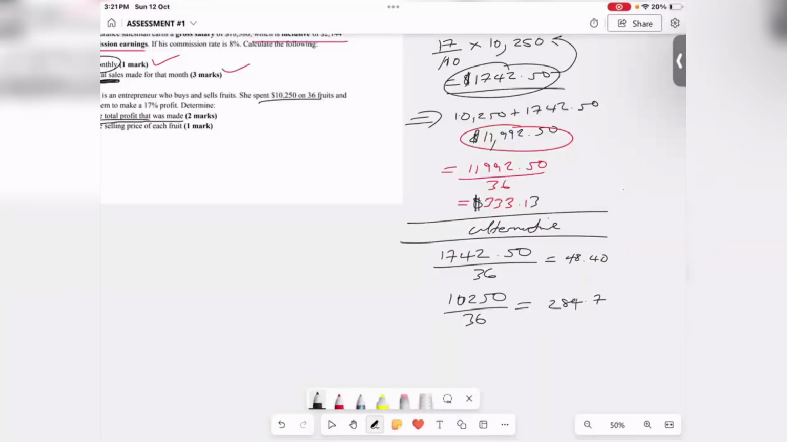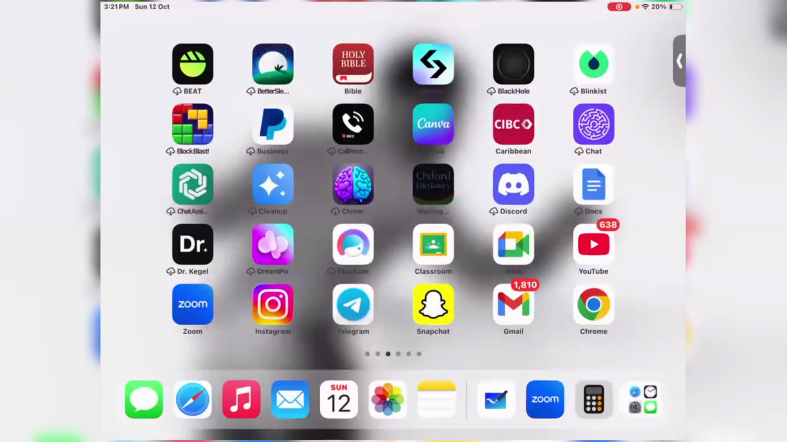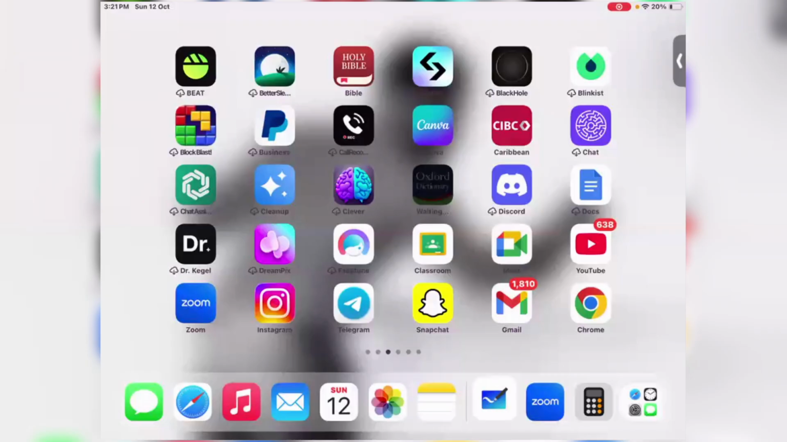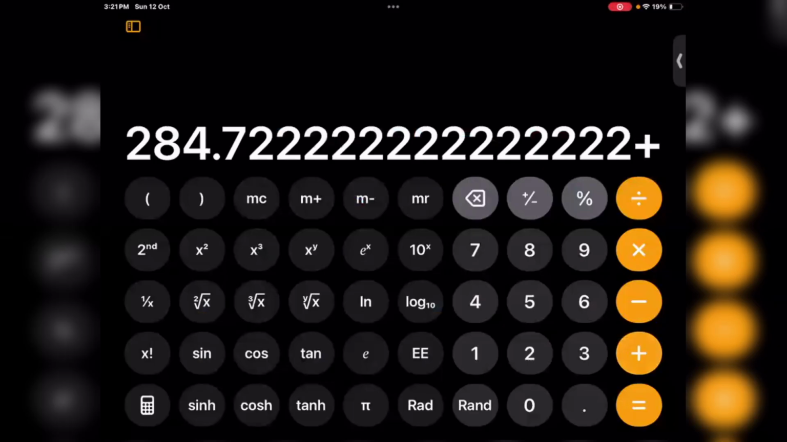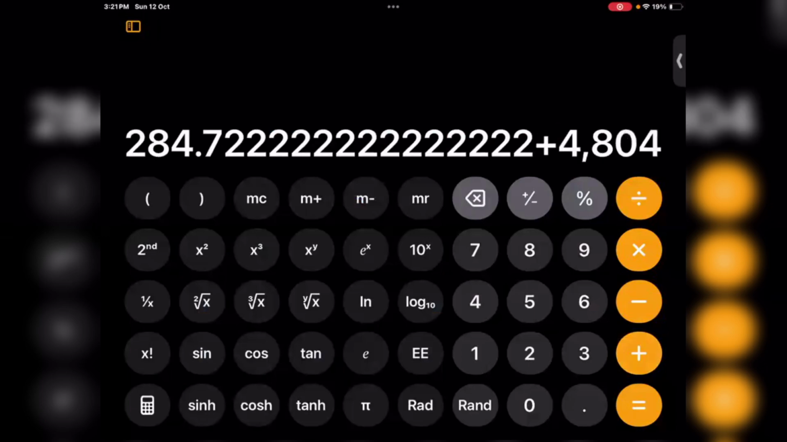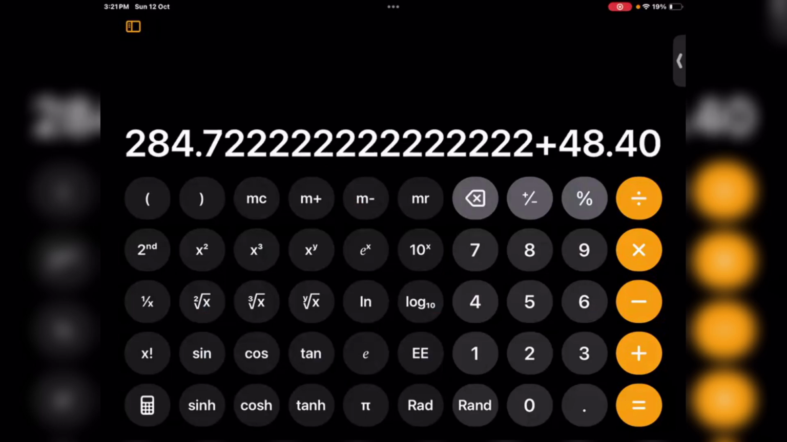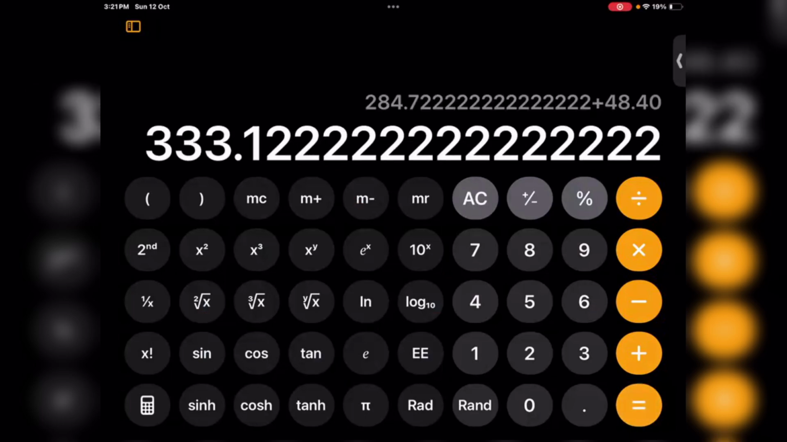284.72. And if we add both of these together, it should give us the original value of 333.13. So we're going to go ahead and add 48.40 to the result. And look at that, guys. We got 333.12, which is relatively close to the original answer.